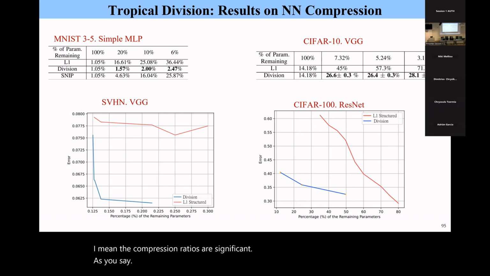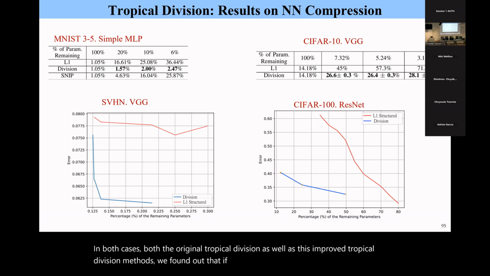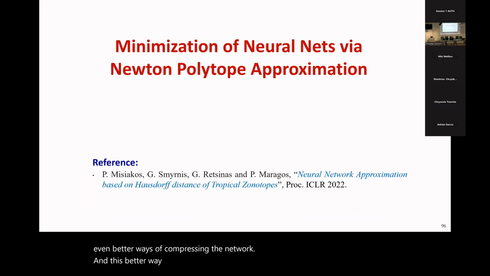However, in both cases, both the original tropical division as well as this improved tropical division method, we have found out that if we insist on using the geometry of the whole network, then we may come up with even better ways of compressing the network. And this better way is, I would say at this point, our best methodology, and it depends on the so-called Newton polytope approximation.